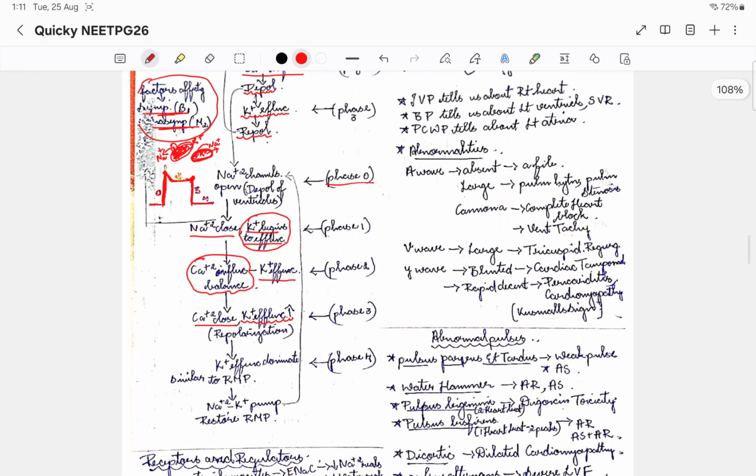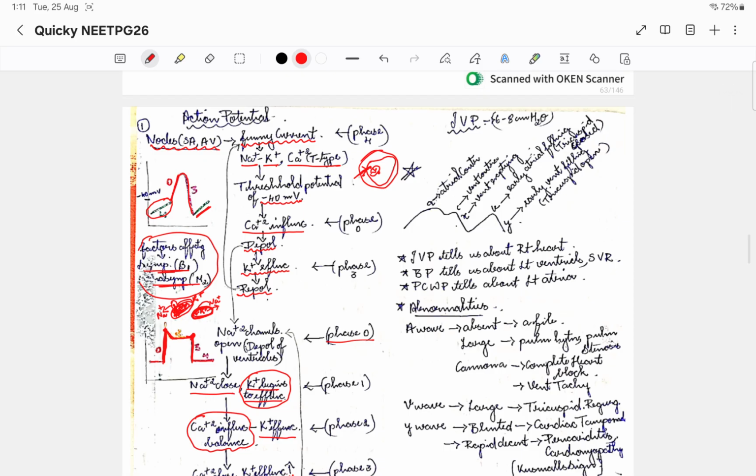Coming to the nodal potential, I told you, right? Phase 0 is the depolarization. Here also phase 0 was the depolarization. Depolarization means phase 0. Repolarization here also was phase 3, where potassium is dominant. Coming to phase 4, there is domination of the basic resting membrane potential. That is called phase 4. Here also it is phase 4.